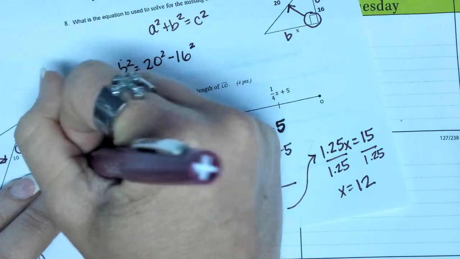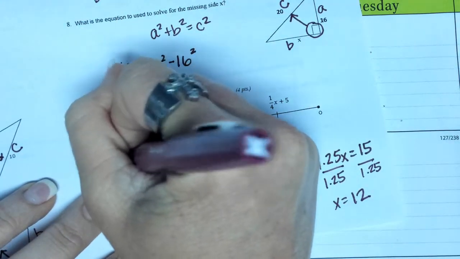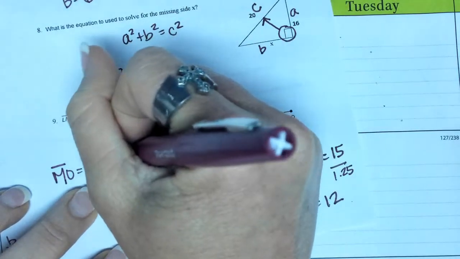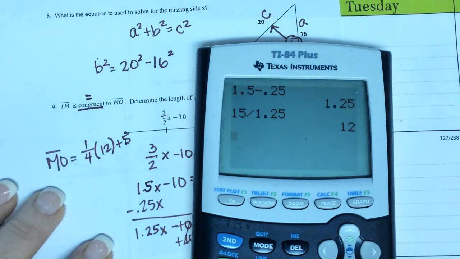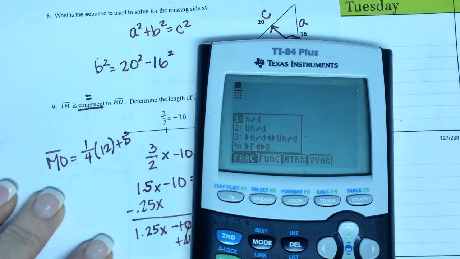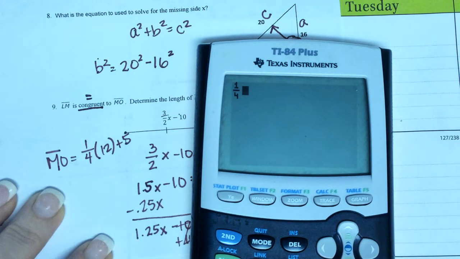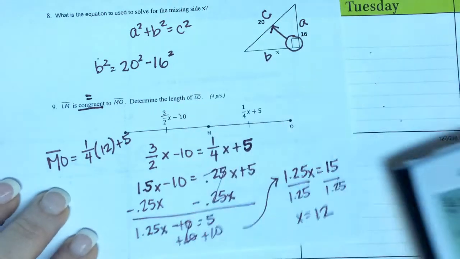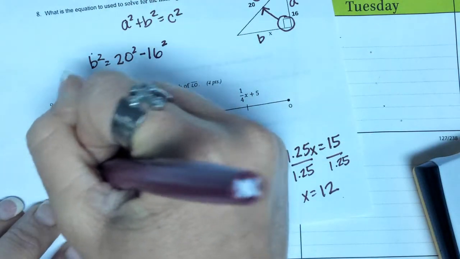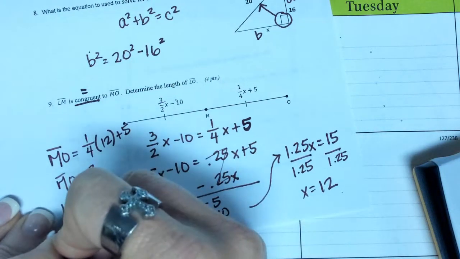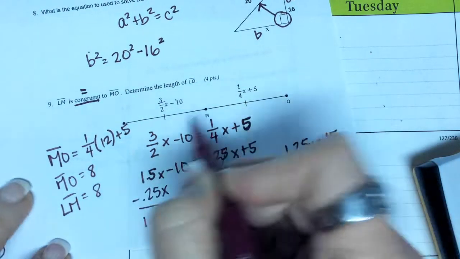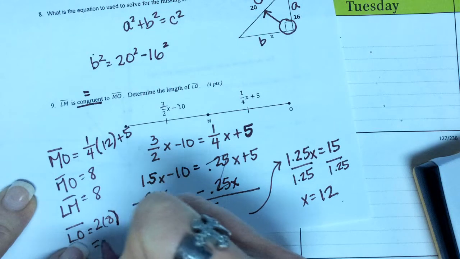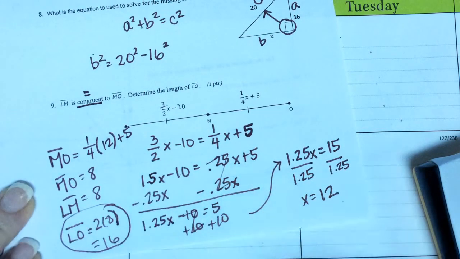So I'm going to say MO equals 1 over 4 times, so instead of x, I'm putting 12 here, and then I have to have my plus 5. So straight in the calculator, here's my 1 over 4, and then times 12, and then plus 5 gives me a value of 8. So that means MO equals 8. And if MO equals 8, that means LM equals 8. So therefore, LO would be 2 times 8, which equals 16. And that is what we're looking for.